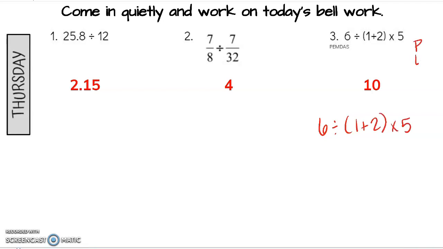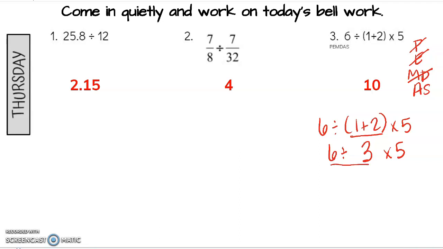And then I always write my PEMDAS to the side. All right. So if I'm following PEMDAS, my first step is parentheses. So I'm going to underline my parentheses. I'm going to recopy everything else. So 1 plus 2 is 3. So I'm going to plug that in there. There aren't any exponents. Now I'm going to work on multiplication and division, left to right.